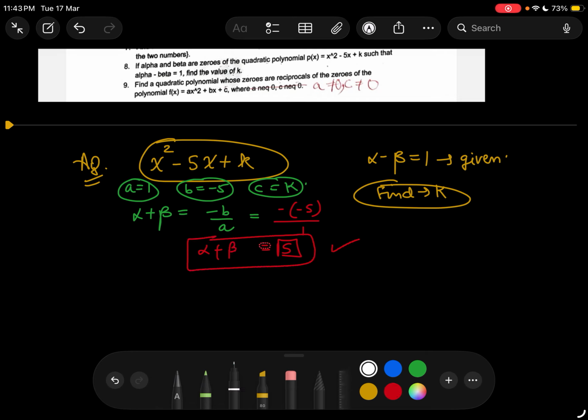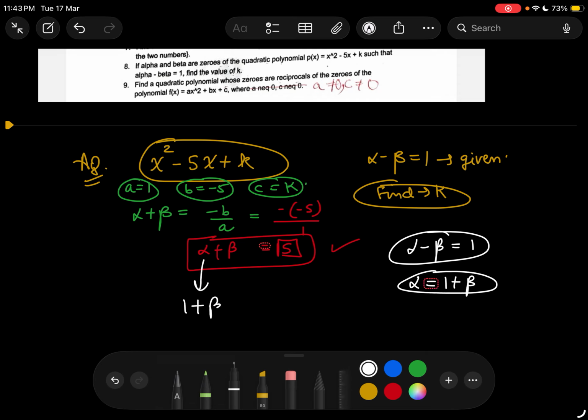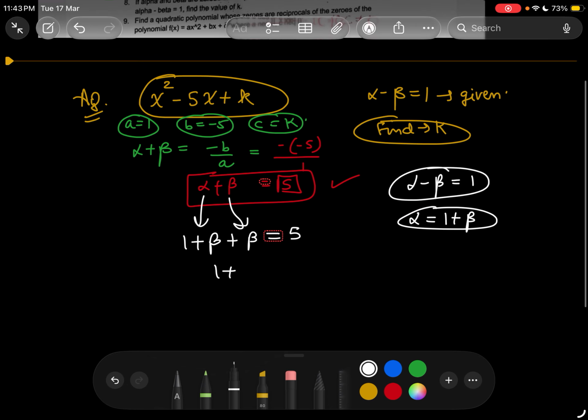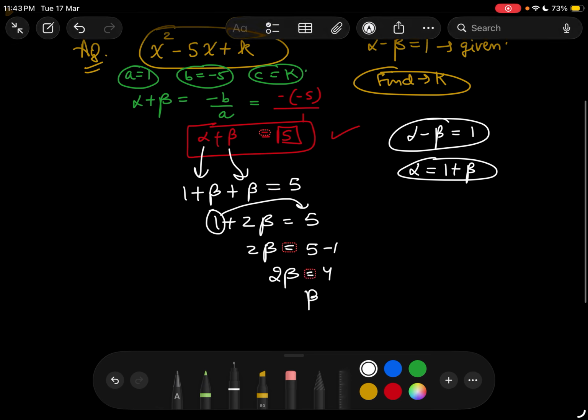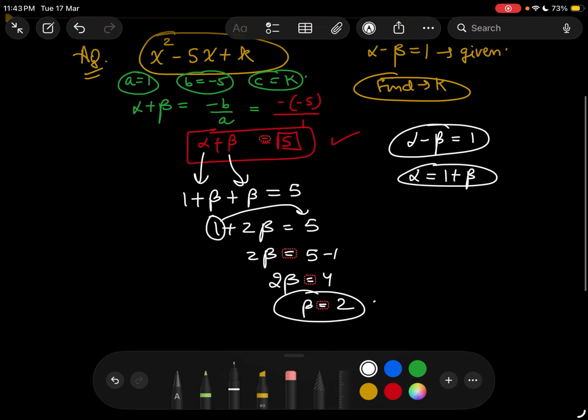This is very easy. Alpha plus beta is given 5. Alpha minus beta is given as 1. So what I can do is calculate the value of alpha here, 1 plus beta, and put it here, because alpha plus beta is 5. So 1 plus 2 beta is 5. 2 beta is 5 minus 1, which is 4. So beta here is 4 divided by 2. So beta is 2.